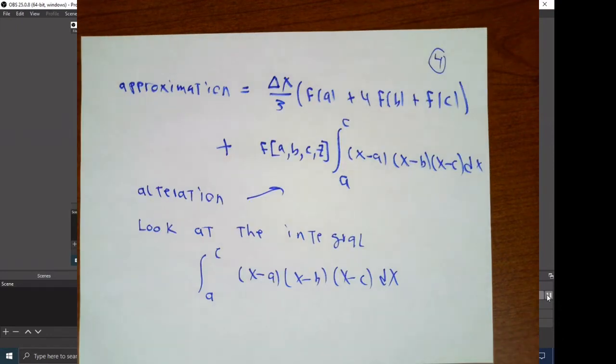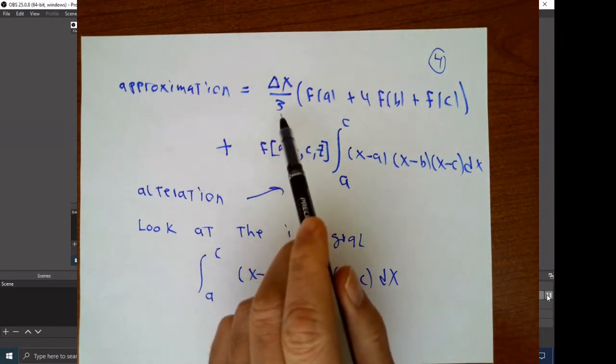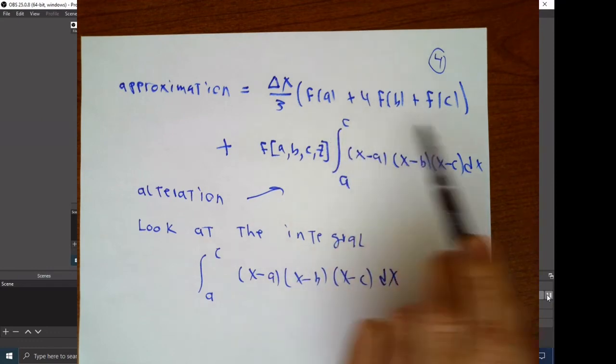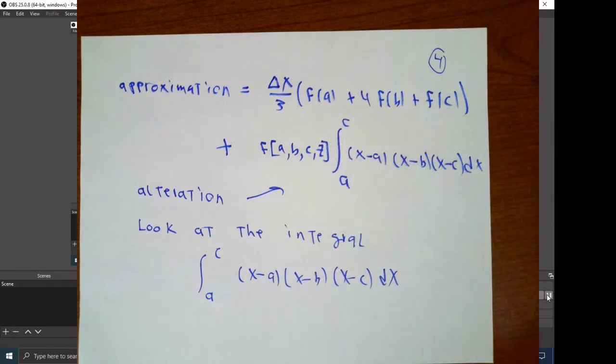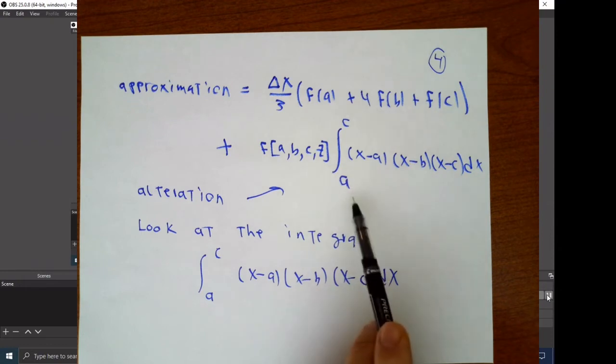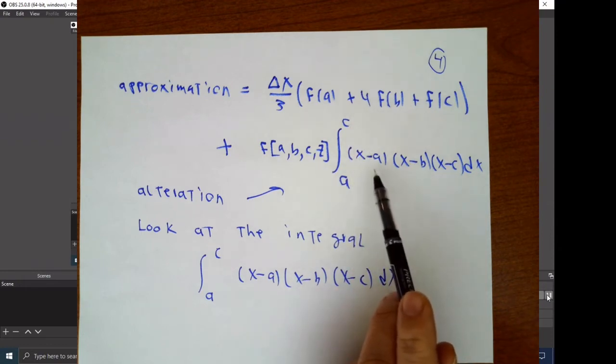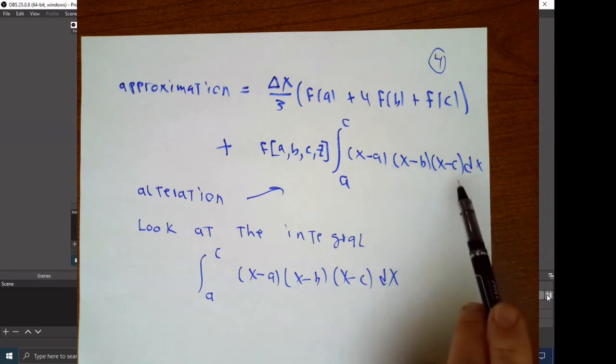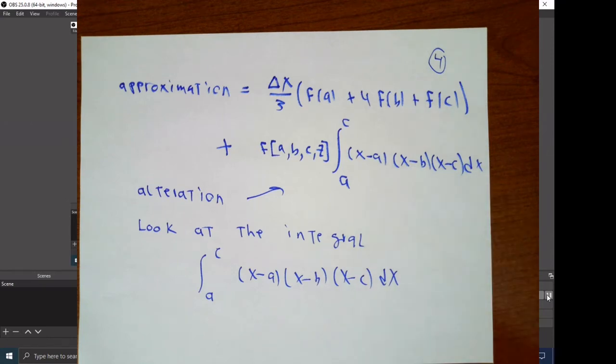From a previous discussion, we already know that Simpson's rule is given by delta x over 3 times f of a plus 4 f of b plus f of c. When we go to this new method, which includes point x equals z, we'll have an additional term, f bracket abcz times the integral from a to c of x minus a, x minus b, x minus c dx. This term is the improvement over Simpson's rule by including point z.